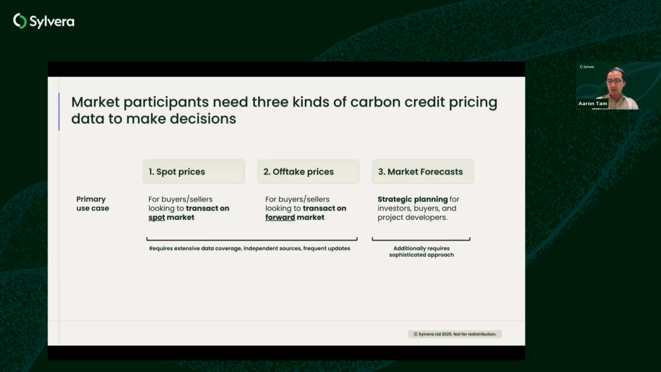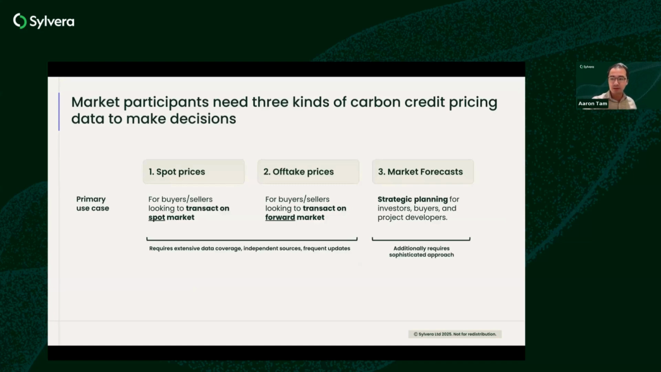So in the next 30, 40 minutes or so, I'll give you an overview of the approach we take at Sylvera, the data we have, and a quick demo of what that looks like on the platform. But to begin with, I want to outline sort of our understanding of their needs for carbon credit pricing data. And I'll articulate it with this slide.